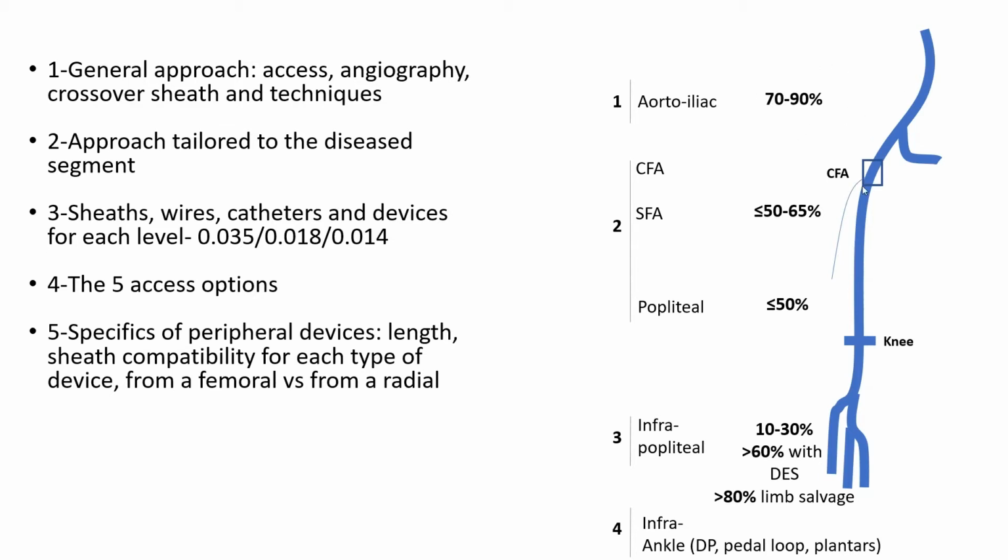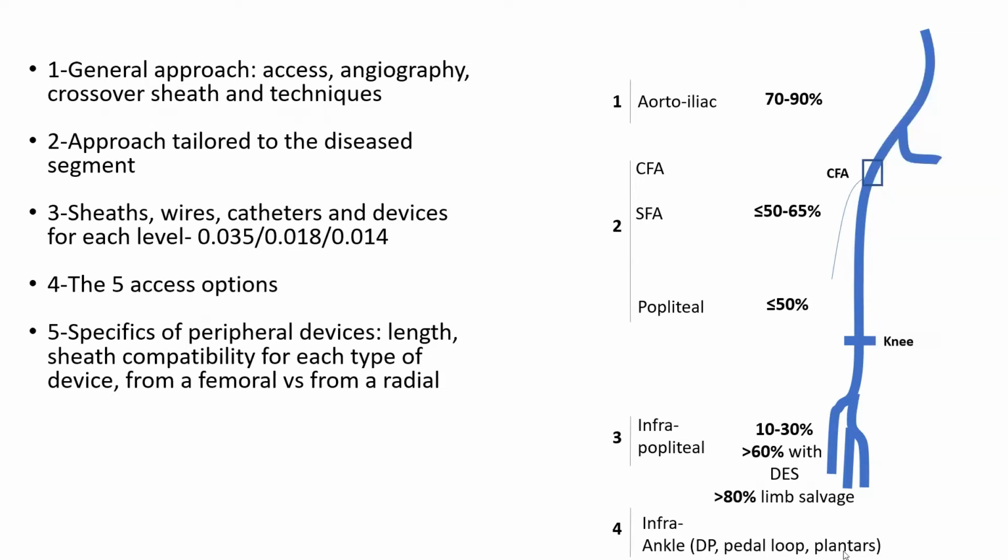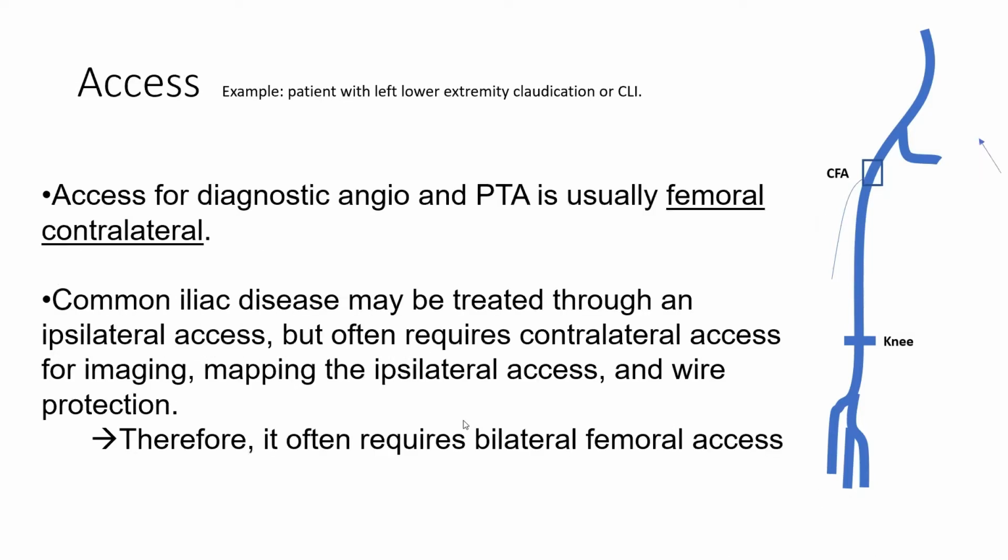So you have the iliac segment, the femoral segment, the infrapopliteal segment, and the 4th and the last frontier, the infra-ankle segment, which consists of the dorsalis pedis, the pedal loop, and the plantars, which are branches of the posterior tibial artery. So I will start with general access.